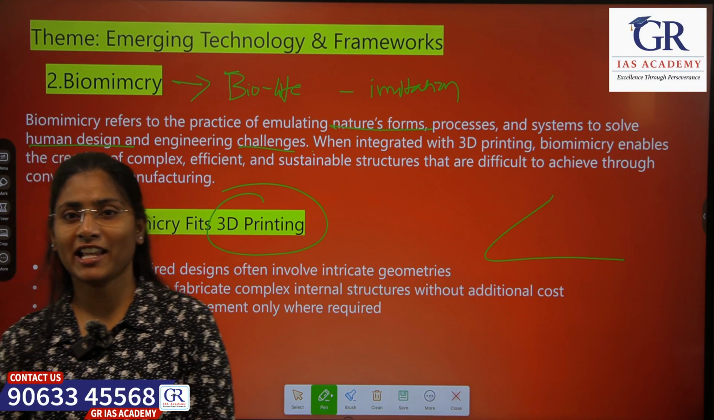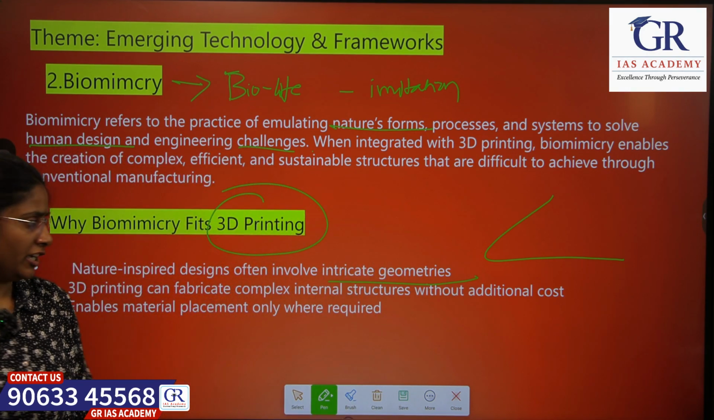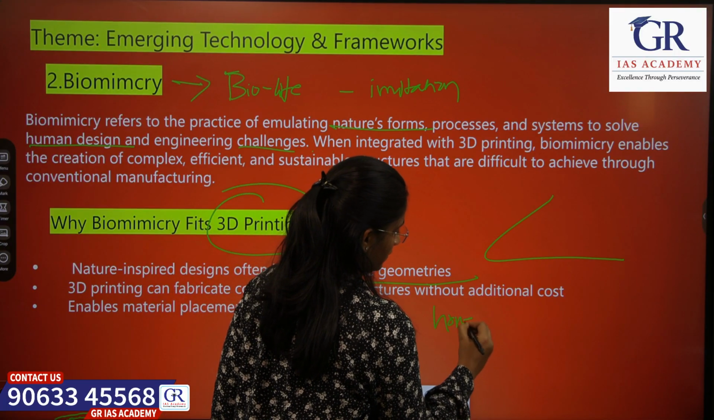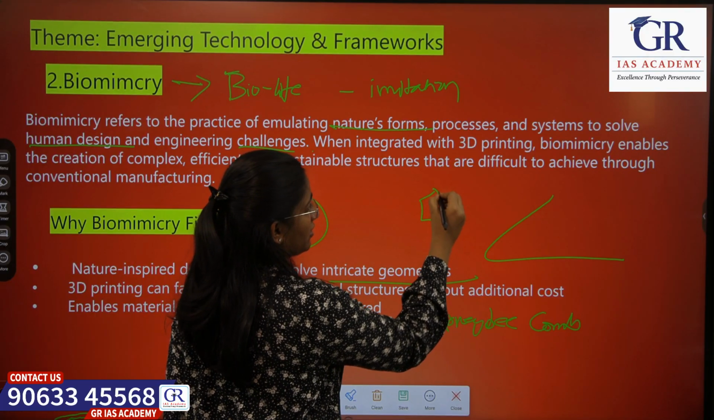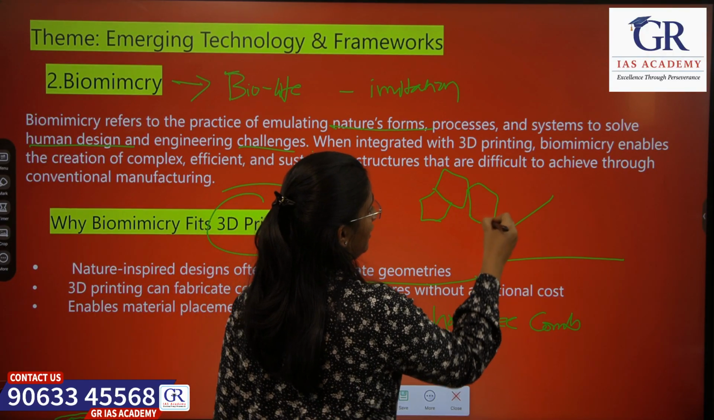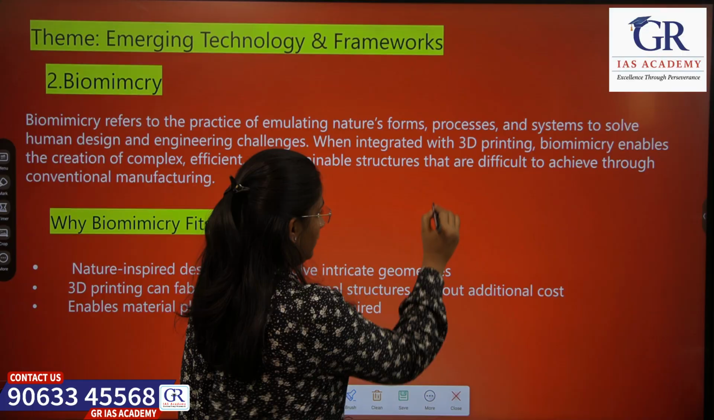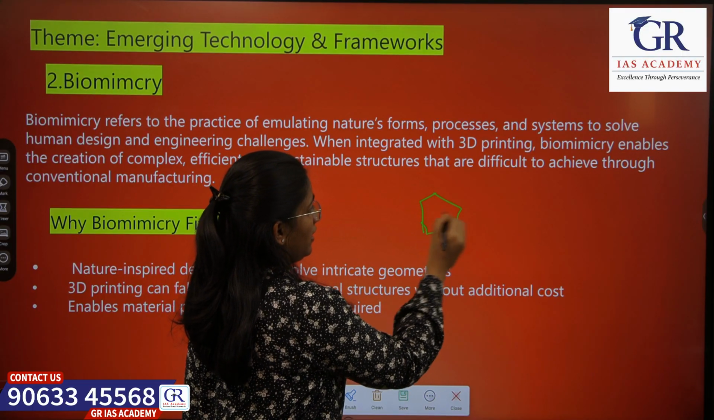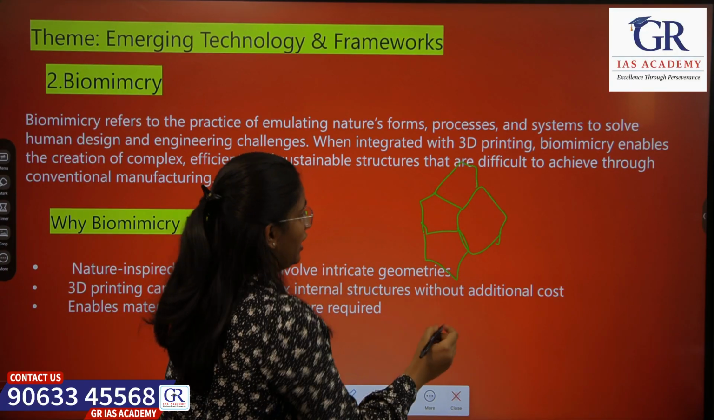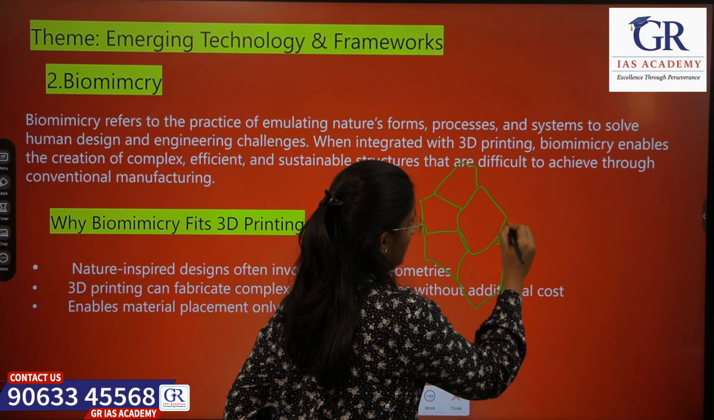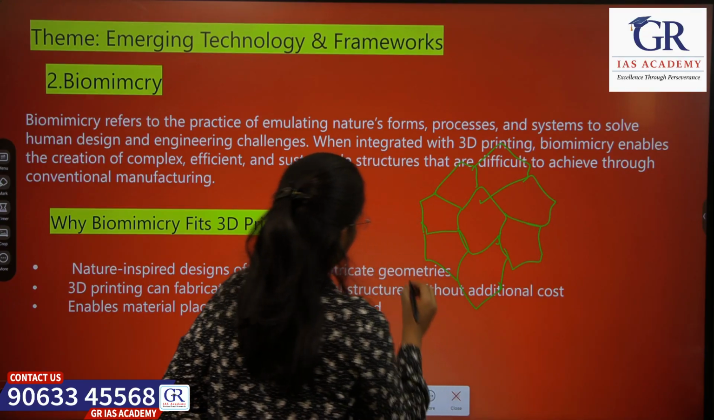Usually nature has intricate geometries. So what are geometries? If you notice the honeybee comb, it employs hexagonal structures in the comb, right? So this structure helps with rigidity and gives standard space. So it offers structure, space and strength.